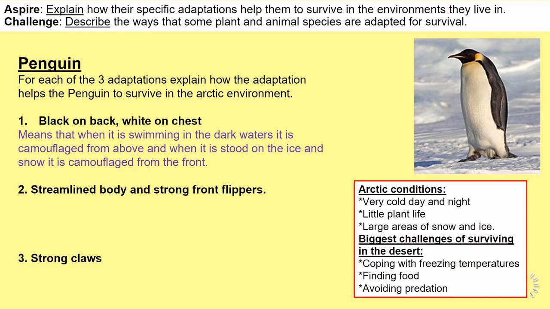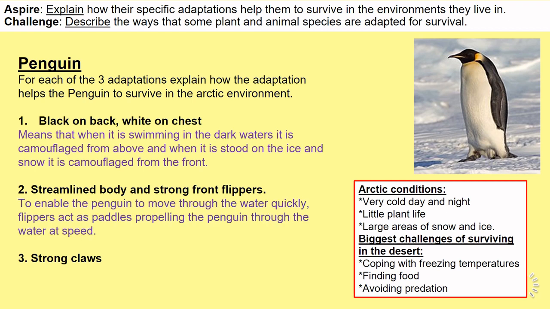It also means the white colour does give it a little bit of camouflage on the ice, but the main reasons are the camouflage it gives the penguin when it's swimming. The streamlined body and strong front flippers, obviously a penguin's biggest concern is catching fish to eat and not starving to death, so it enables the penguin to move through the water quickly. The flippers act as paddles, propelling the penguin through the water at speed. They are very, very fast, good, strong swimmers.